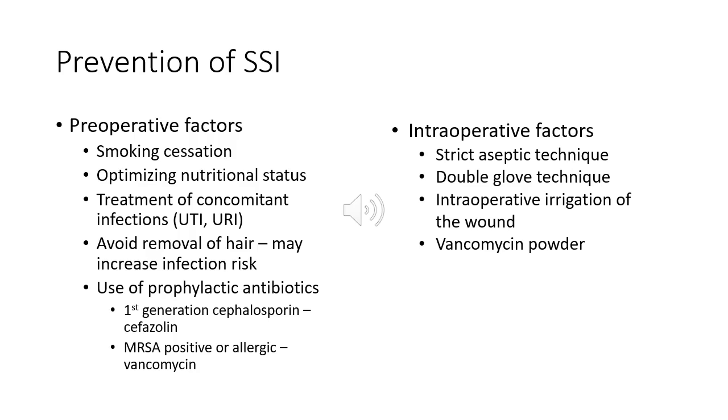and the use of prophylactic antibiotics. Most typically used is a first-generation cephalosporin, which is cefazolin. If patients are MRSA positive or allergic to cephalosporins, then vancomycin may be used. And in the setting of a vancomycin allergy and a cephalosporin allergy, then clindamycin may be used. Intraoperative factors include maintaining a strict aseptic technique in the field. Double glove technique has been shown to reduce the amount of infection. Intraoperative irrigation of the wound, and potential employment of vancomycin powder.